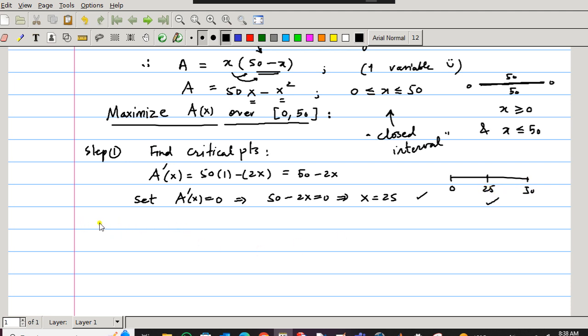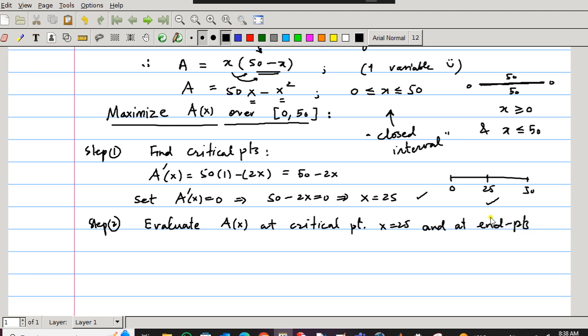Now the second step, step 2, is evaluate your function A of x at critical points and at endpoints. The critical point is x equal to 25, and the endpoints are 0 and 50. X is equal to 0, x is equal to 50. So these are the 3 points where I have to calculate my function.